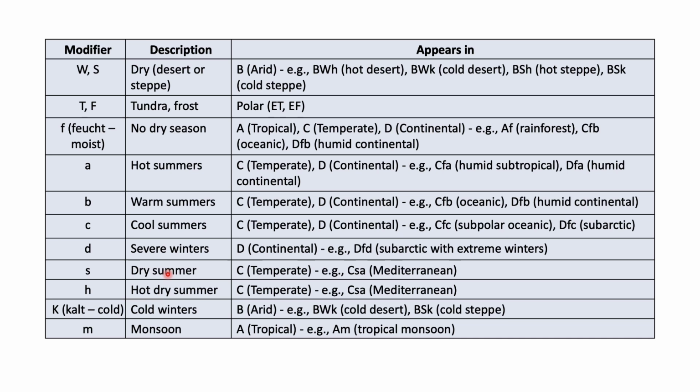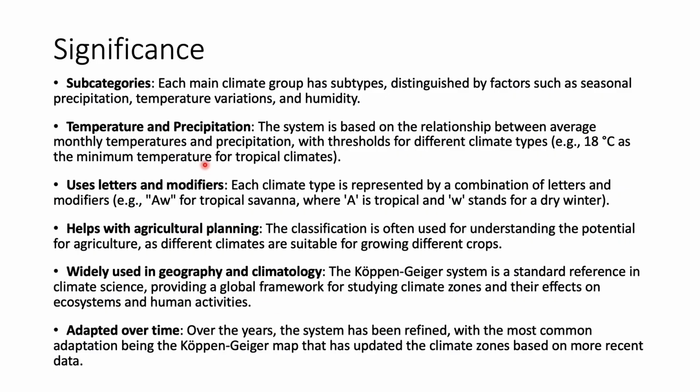Then S is the dry summer, which is in the temperate region, that is the Mediterranean region, and hot dry summer is also in the same temperate region. K, for cold, is mainly cold winters, so this is again in the arid region. M is for monsoon, which is mainly important in the tropical area. So what are the significances of this?